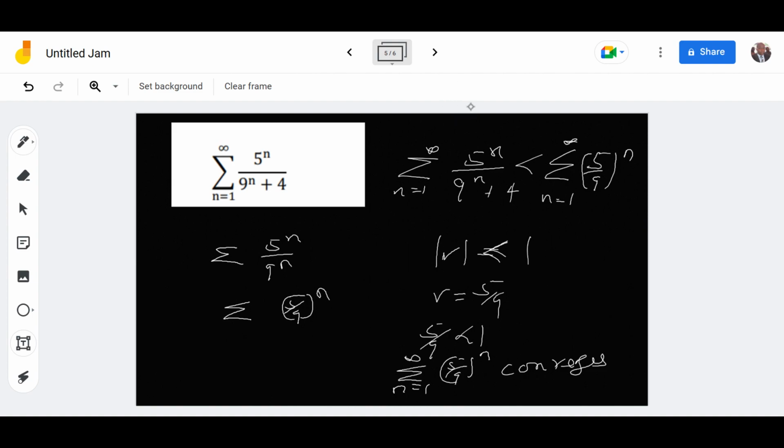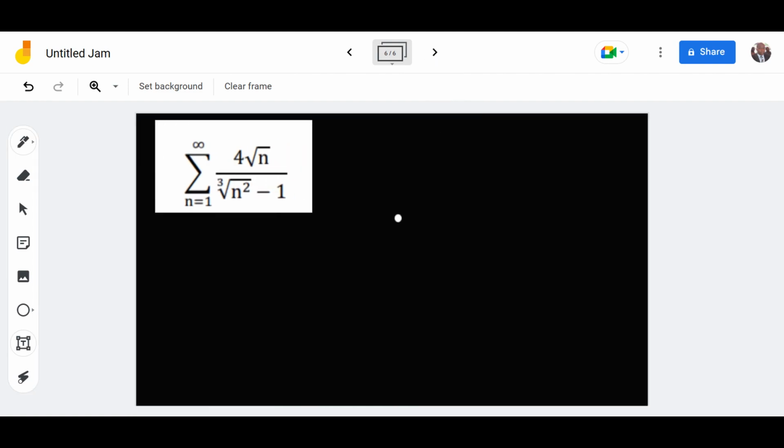Good. Let's look at another one. This is 4 root n over cube root of n squared minus 1. Good. Should we compare this to a P series, or should we compare it to a G series?